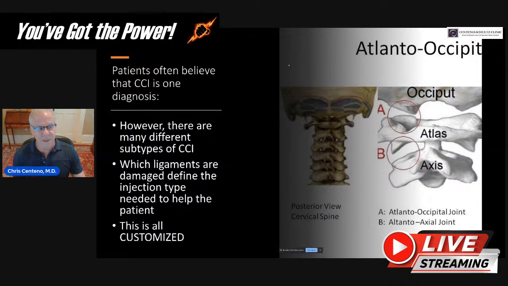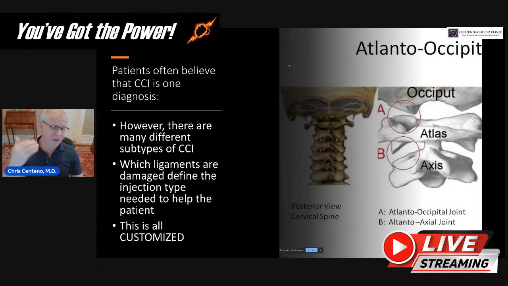So patients often believe that CCI is one diagnosis, right? Happens all the time on here. Hey, I've got CCI, what should I do? But the problem is there's many, many different subtypes of CCI. And we have to look at which ligaments are damaged in order to try to figure out how best to help the patient. And this is all customized to the patient. No two patients are alike. Now, there might be similarities between some patients, but each patient walks in with his or her own presentation.